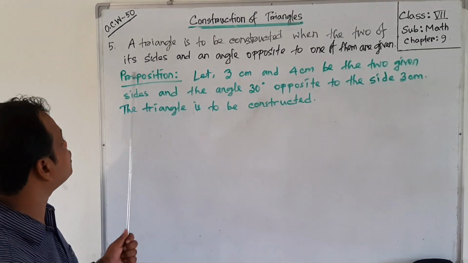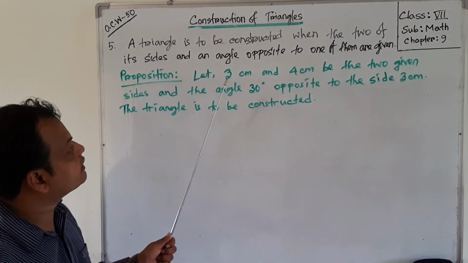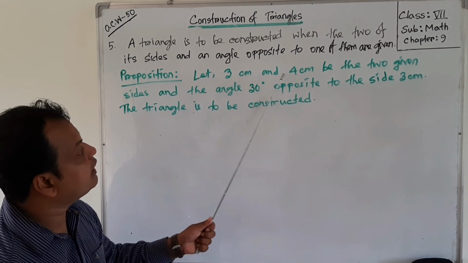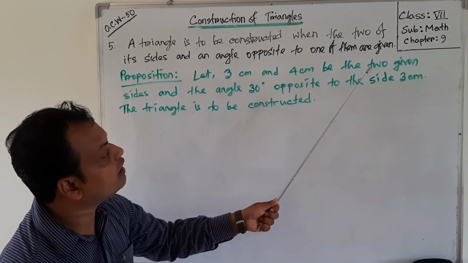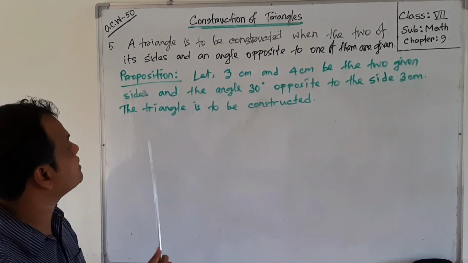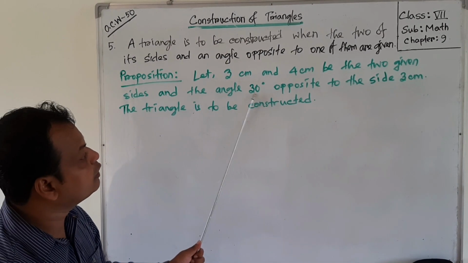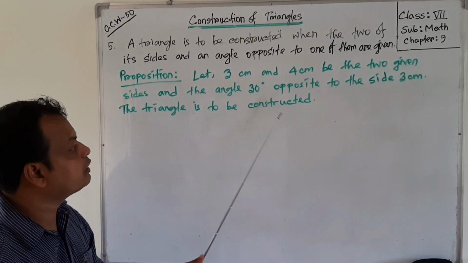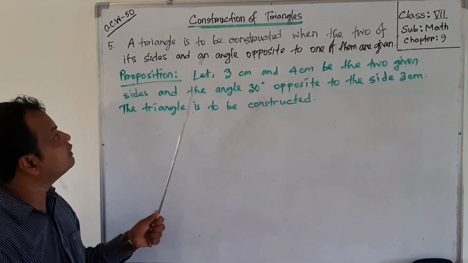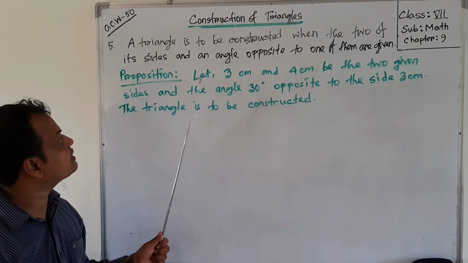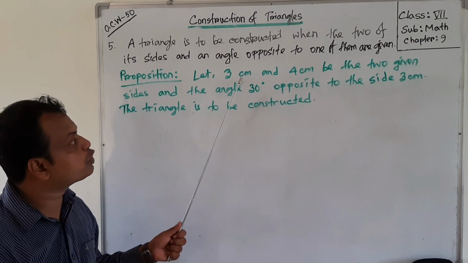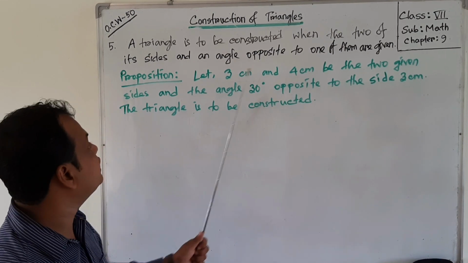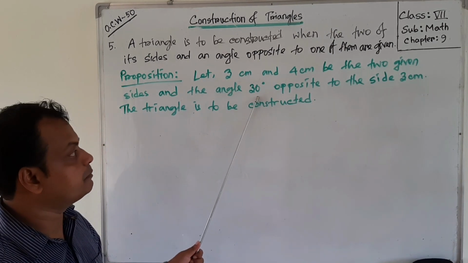So at first write the proposition. Proposition will be: let the length of the 2 sides be 3 centimeter and 4 centimeter, the 2 given sides, and the angle 30 degree opposite to the side 3 centimeter. The triangle is to be constructed. So according to the question, proposition is this one. So we will get the length of 2 sides, one is 3 centimeter and another one is 4 centimeter and one angle is 30 degree.